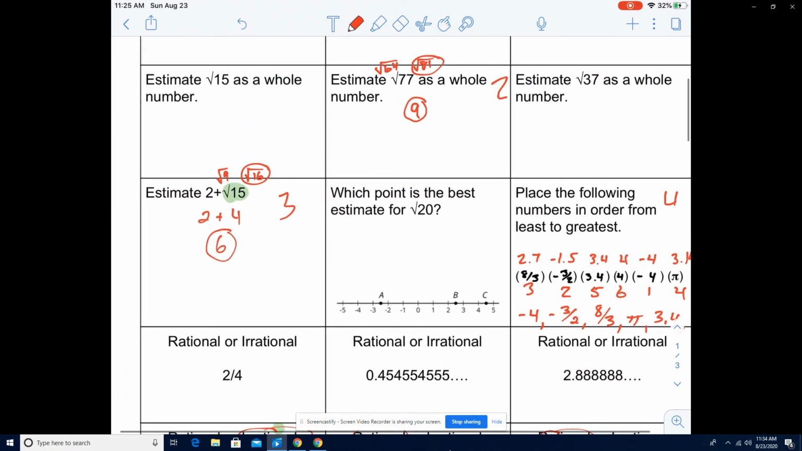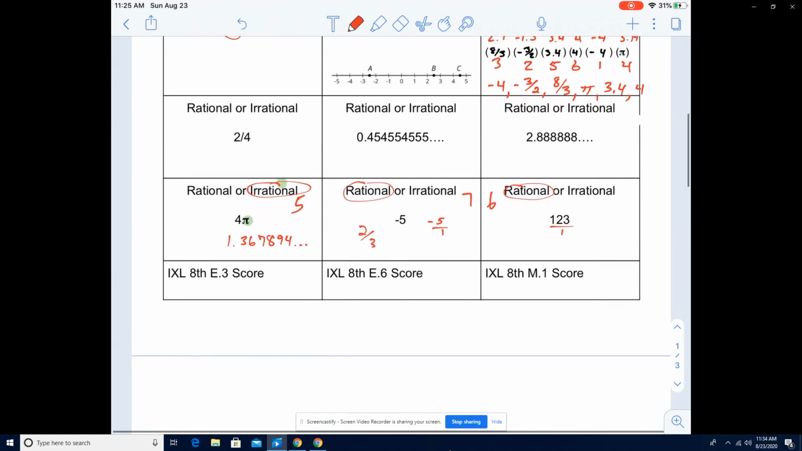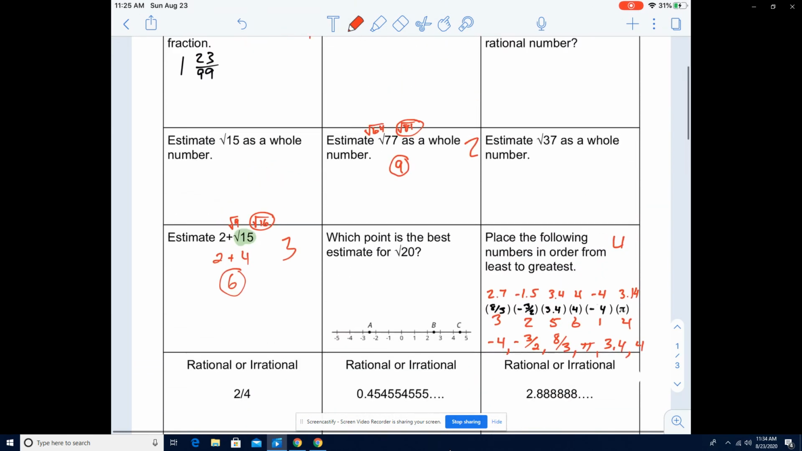So, and then the next, let's see, do we have any other types of problems that we're going to go over? That covers everything that we're going to do for today's assignment.